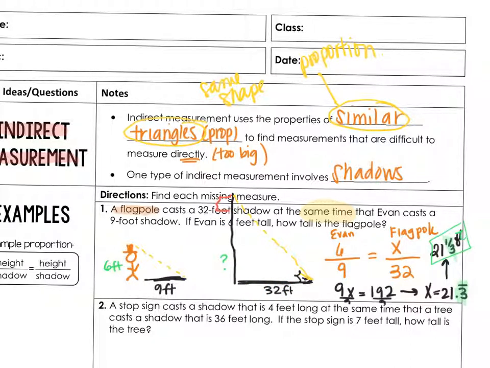So now I'd like you to pause the video, and using number 1 as an example, try number 2, and try number 4 and number 5. Once you set up those relationships, draw your pictures, and get your answers, unpause the video so that you can check your answers. Try that now.